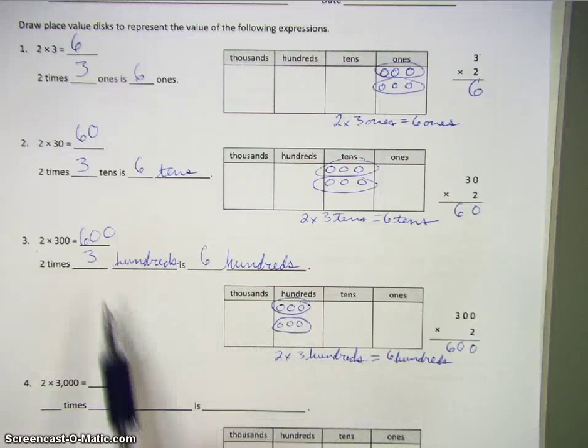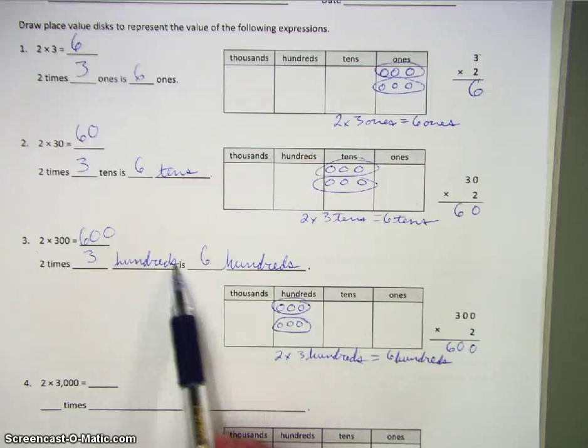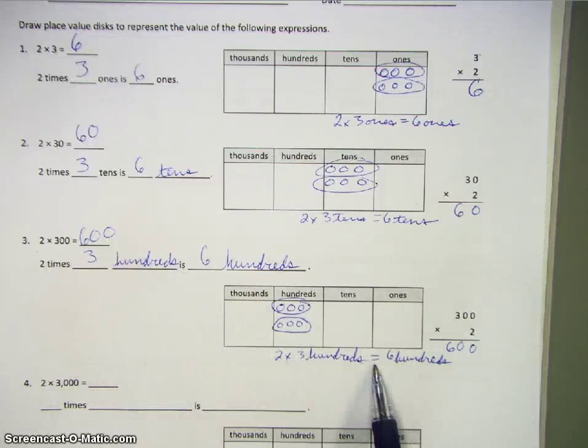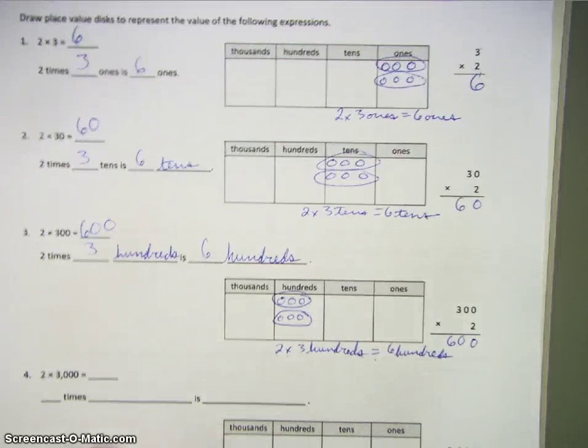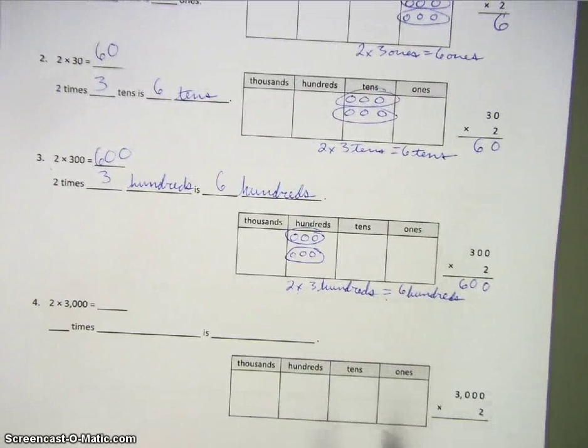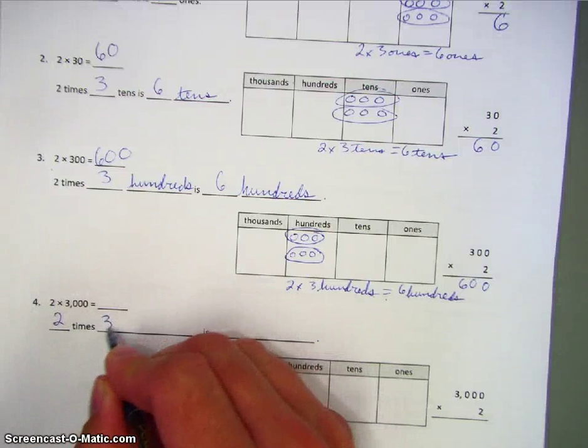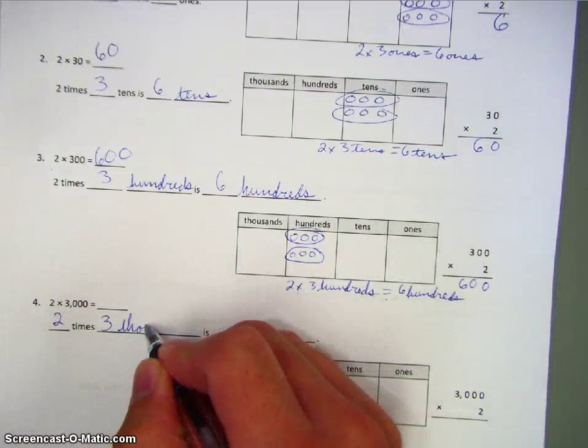Okay, and you can see how our unit statement is just like the one over here. We've just substituted times for the multiplication symbol, and is becomes the equal sign. Okay, so make sure you're including all of that. Okay, sliding over to the thousands place. 2 times 3 thousands, so 2 times 3 thousands.